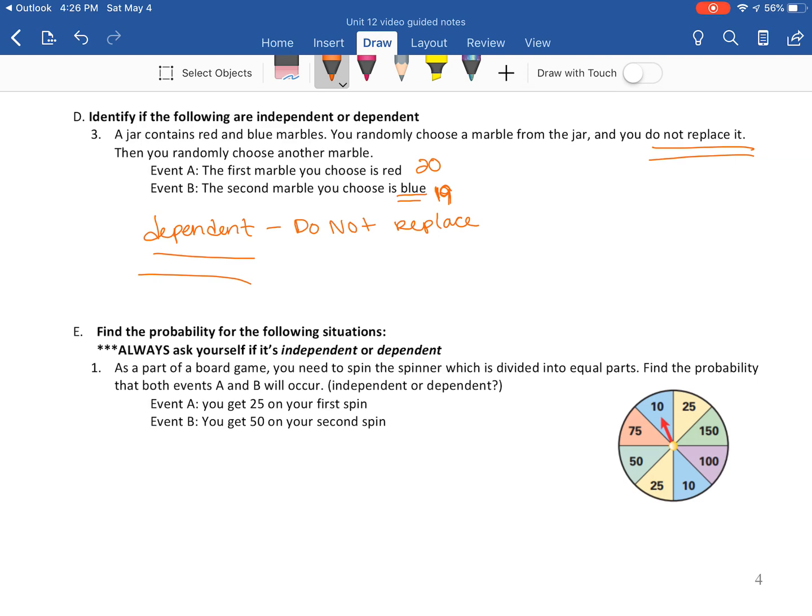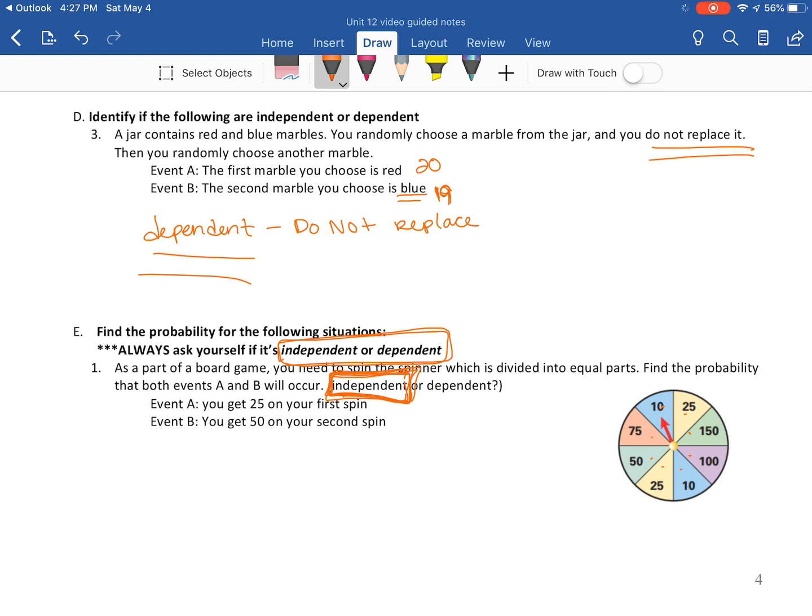When you're looking at these situations, you always need to ask yourself, is this independent or is this dependent? As part of a board game, you need to spin the spinner, which is divided into equal parts. You want to find the probability that both events A and B will occur. If I spin this spinner once, is that going to change anything for the second time I spin it, or the third or the fourth? The answer is no. It's always going to be the same spinner with the same options. So this is independent, because the conditions when we start off each event are always identical.